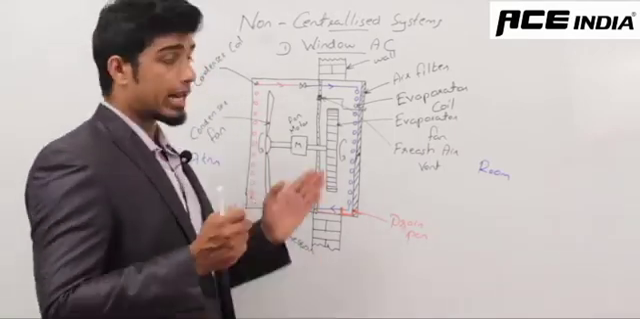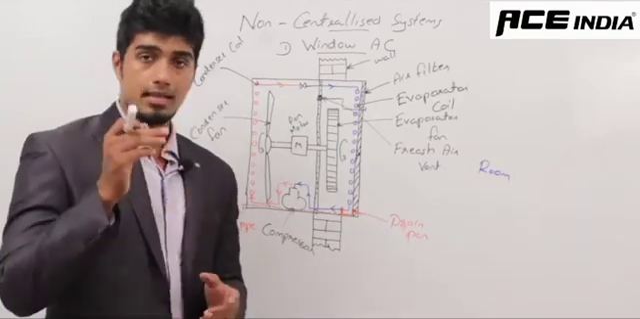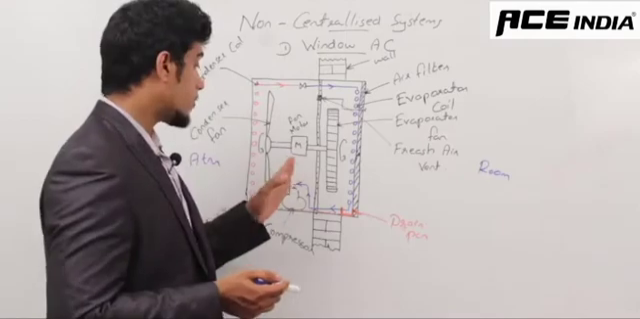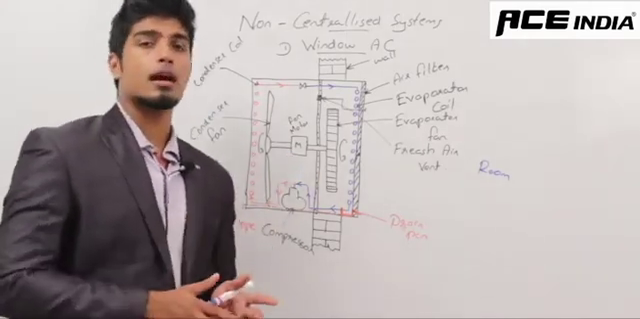Right. Now the technical specification of window ACs is as given in the figure. You have this much specification for every window AC available in the market right now.